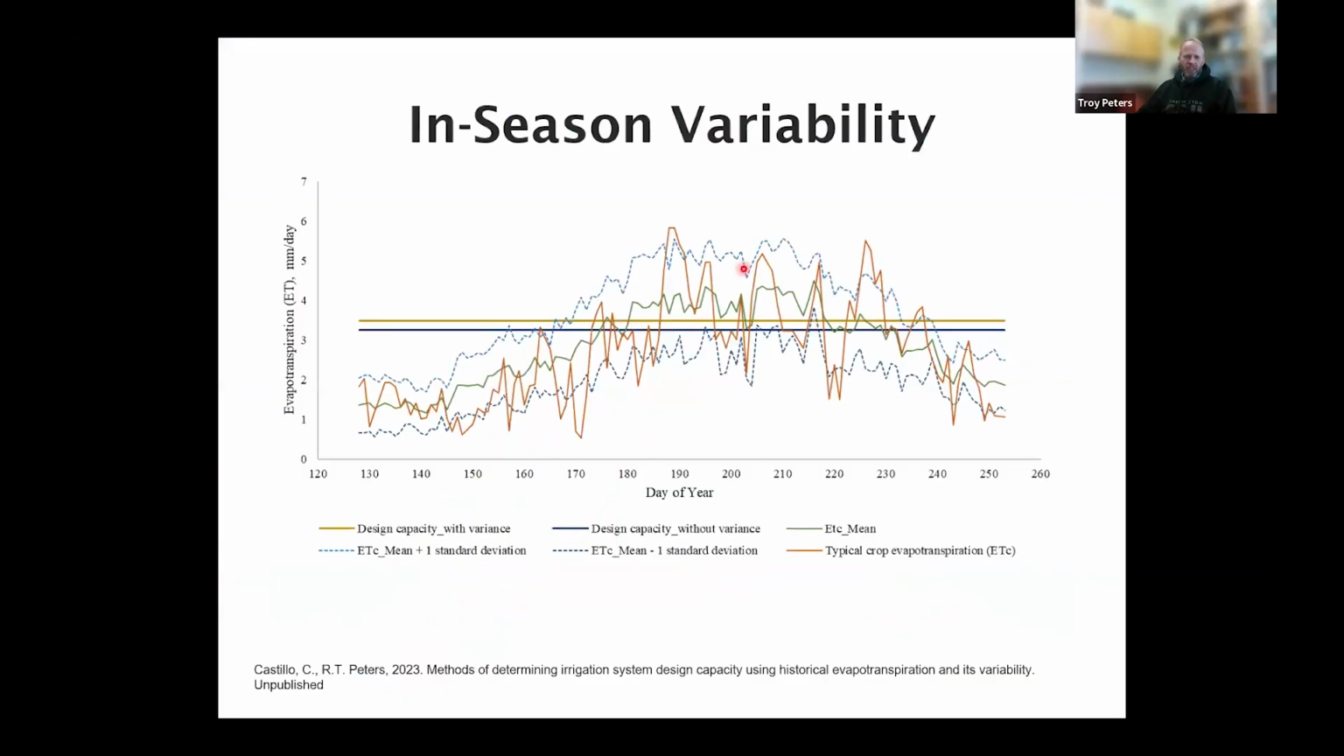So this green line is the mean. We took a 30-year average of the mean crop water use of a particular crop. And the blue lines are plus or minus 1 standard deviation. So it shows you how that bounces around. And then for reference, we also included this orange line to say, okay, these are the means, but this is what a typical season looks like.